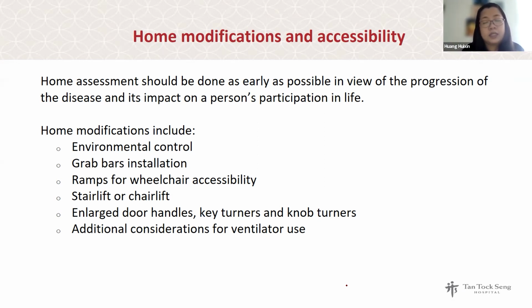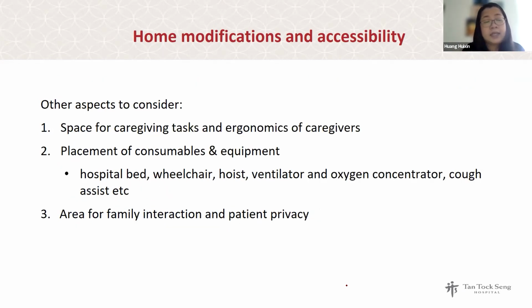And of course, there are other things that we need to look at when we are looking at ventilator usage also. Other things that you look at, after you set up that home environment, are whether there's any caregiving space for the carer, and whether the space created causes any ergonomic issue for the caregiver when they are doing their caregiving. Okay, and we need to look at the placement of all the consumables or equipment. I think this is very important when we are dealing with a patient with a home ventilator. Okay, and also whether there's a possible area for family interaction and patient privacy.